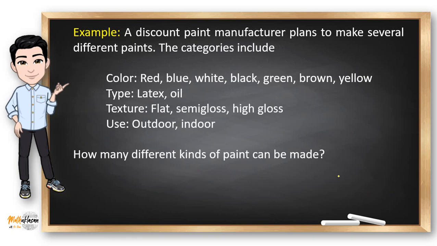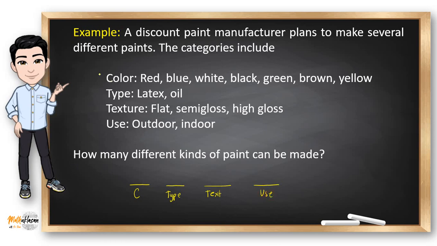Now, how about this example? A discount paint manufacturer plans to make several different paints. The categories include the color, the type, the texture, and the use. So for this, we have four events: choosing the color, choosing the type, choosing the texture, and then we have the use.